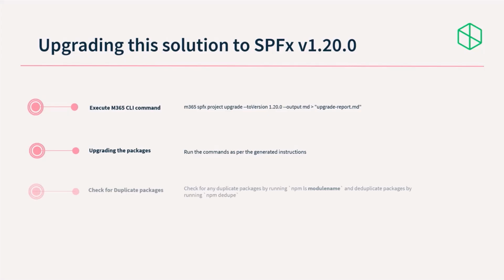packages. For many solutions, the upgrade may be easy, but not for all. In such cases, the most common issues can be checked by checking for duplicate packages. Running npm ls and the module name gives the different versions of the duplicates. Also, deduplicate packages by running npm dedupe, which is an optional step while upgrading given in the markdown file, but it would be wise to know that it is quite important. One more suggestion is to use M365 SPFx doctor to identify and fix issues.